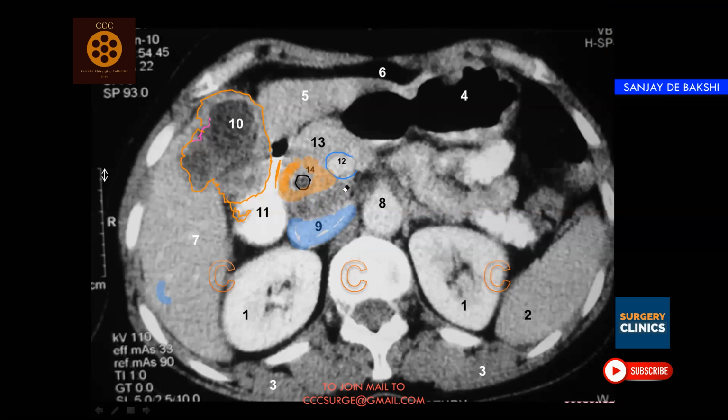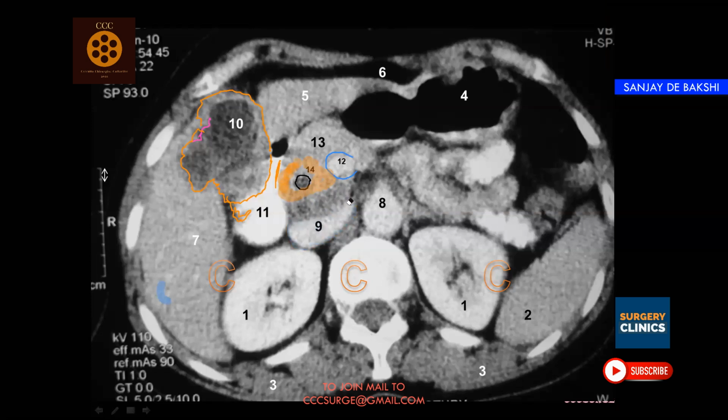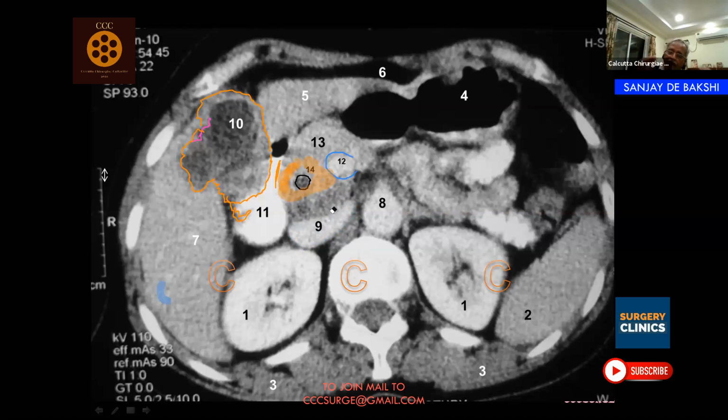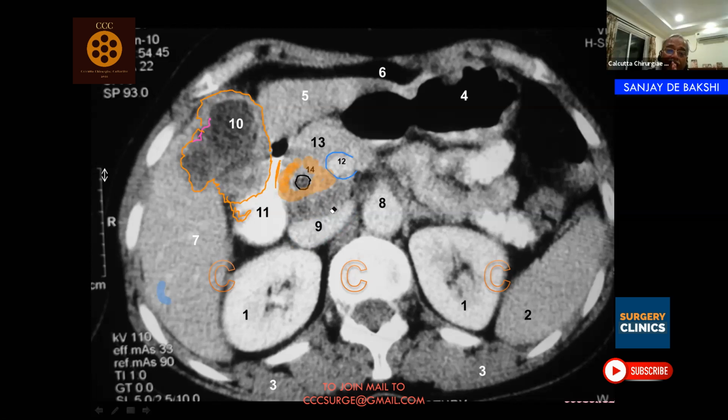Now you tell me, if this patient, let's say, is free from the IVC, what sort of an operation would you need to have an R0 operation? What operation would you need to carry out? You would need to do a radical cholecystectomy with a pancreaticoduodenectomy. Absolutely right. Remember what Dr. Rudrajit Sinha taught you.